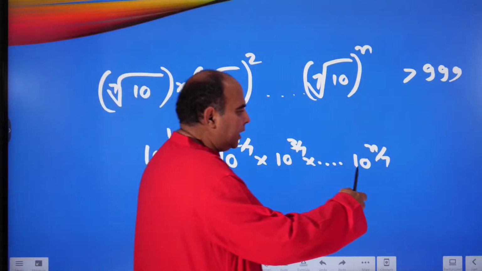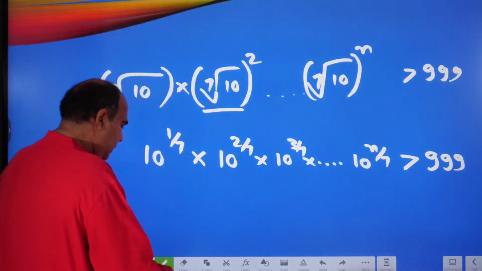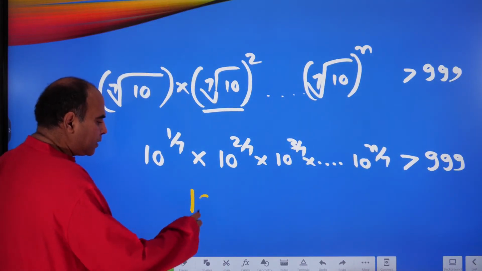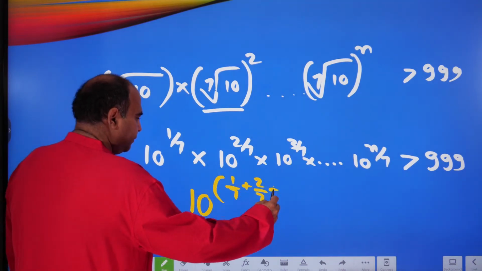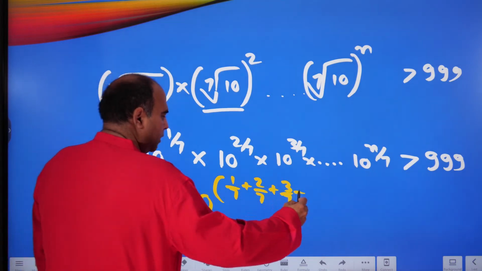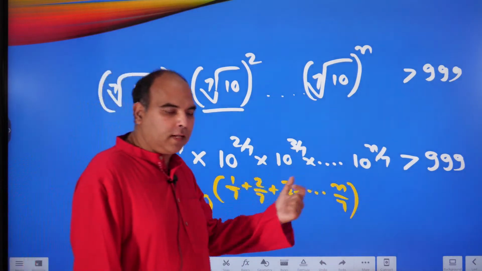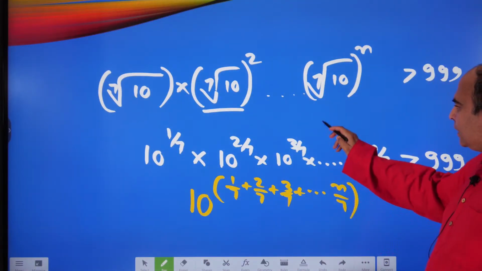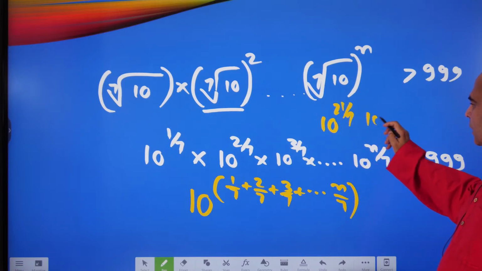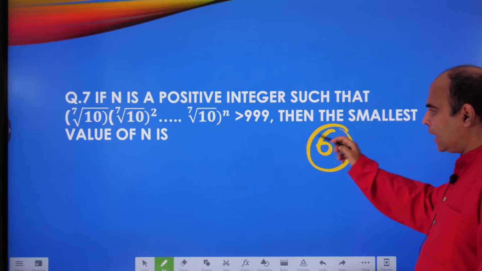Using the rule of indices again, which says that a raised to b into a raised to c is equal to a raised to b plus c, if we start adding all these, this is the expression on the left hand side of the inequality. We want this to be greater than 999. So when I collect the powers together, it is 10 raised to 1 by 7 plus 2 by 7 plus 3 by 7 up to n by 7. It is clearly visible that if I take n as 6, then 1 plus 2 plus 3 plus 4 plus 5 plus 6 is 21 by 7, and my left hand side becomes 10 raised to 21 by 7, which is 10 cube, which is greater than 999. So the smallest value of n is 6, and this is also a 3 mark question in the CAT 21 paper.